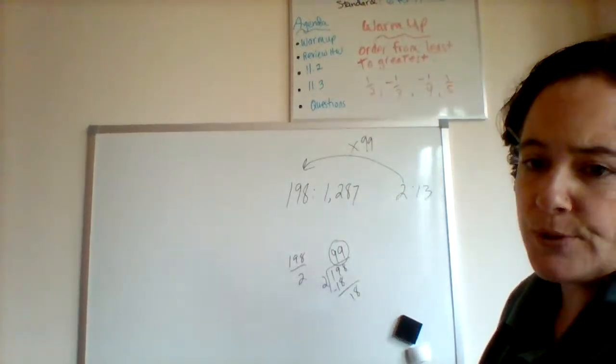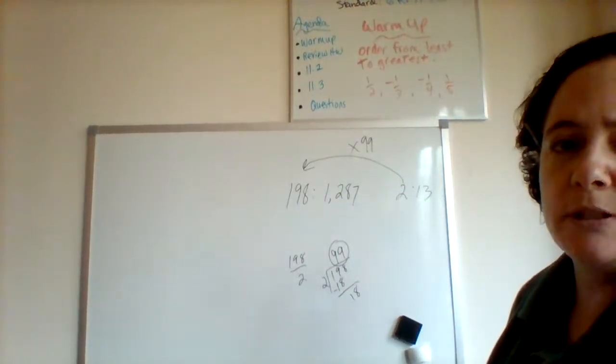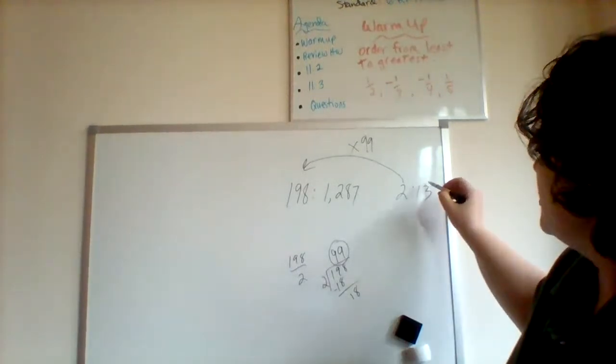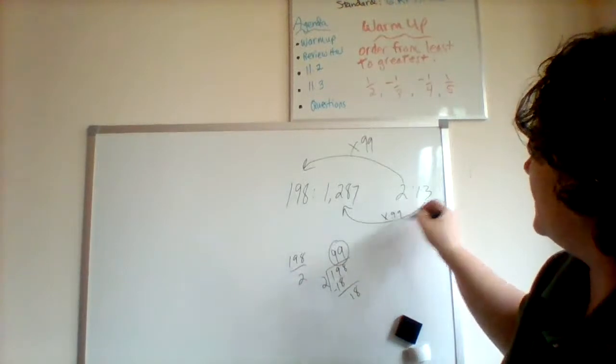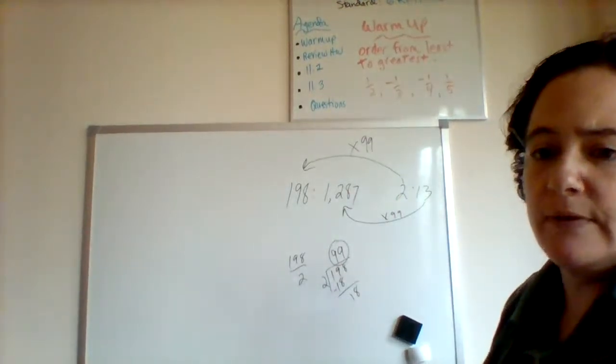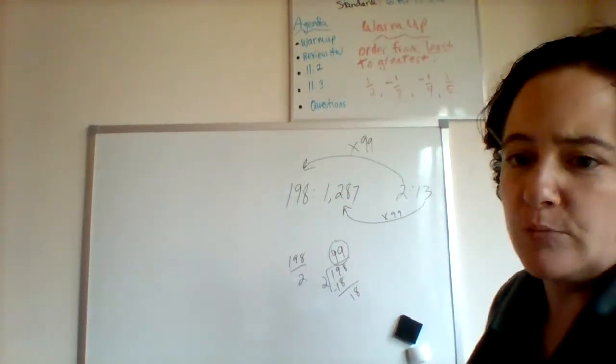Taylor, I hope that helps. Because then if you want to make sure that they're equivalent ratios, I should be able to take 13 and multiply it by 99 to get 1,287. And for that, you can use a calculator because we got to move on.